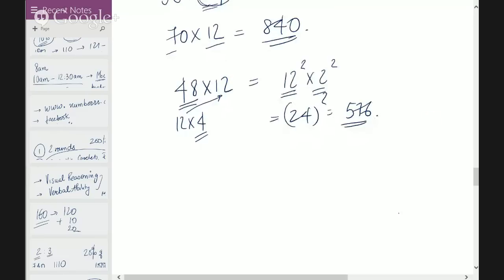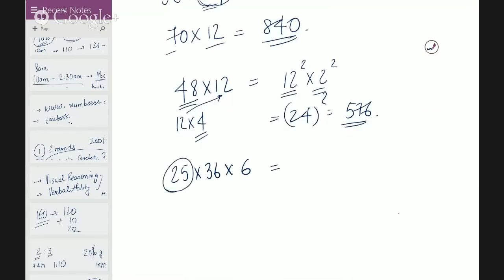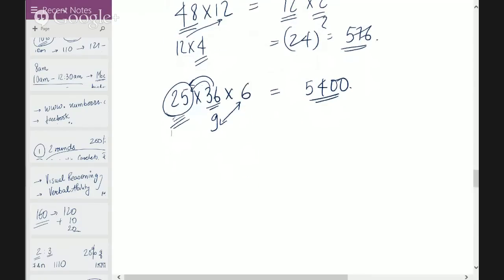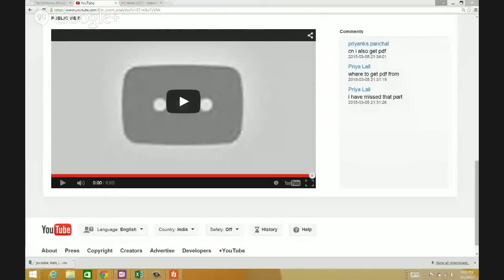Let's say I have something like 25 into 36 into 6. I know that 25 is a number which will be very happy if it gets a 4, so it'll be 100. So basically it'll be 9 6 54 and 00. Now how do you get this? 36 gave a 4 to it, so I'm left with 9 here. 9 sixes is 54, and the 00 is formed because of this. All right, that easy a question. Keep in mind BODMAS is going to be very easy.